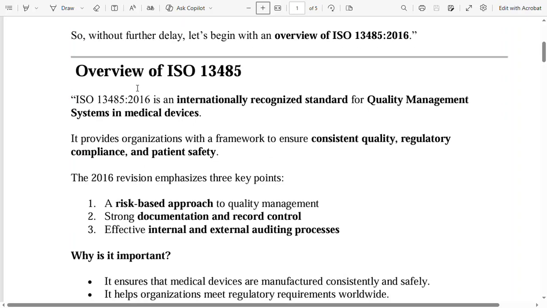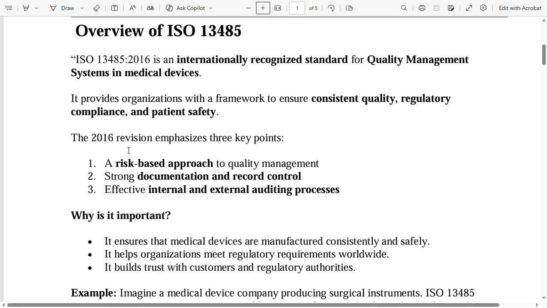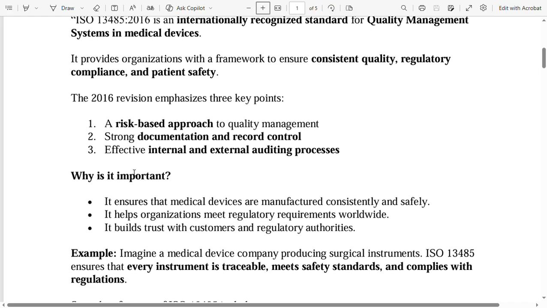Overview of ISO 13485. ISO 13485 2016 is an internationally recognized standard for quality management systems in medical devices. It provides organizations with a framework to ensure consistent quality, regulatory compliance, and patient safety. Its 2016 revision emphasizes three key points. First, a risk-based approach to quality management. Second, strong documentation and record control. Third, effective internal and external auditing processes.